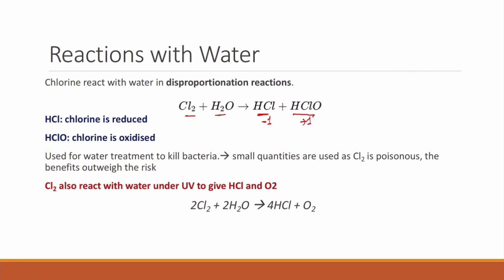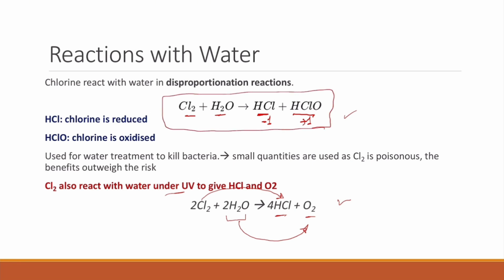Also, chlorine can react with water under UV to give hydrogen chloride and oxygen. This is not a disproportionation reaction. In this case, the oxygen from water is the one that gets oxidized to oxygen, and the chlorine gets reduced to chloride and hydrogen chloride. In the exam, if they simply ask you about the reaction between chlorine and water, you can mention either of these two. But if they have a more specific question, like which reaction would produce two acids, then you have to mention the disproportionation reaction, even though the other is a correct reaction between chlorine and water, but it is not the reaction they are looking for if they want the two acids.